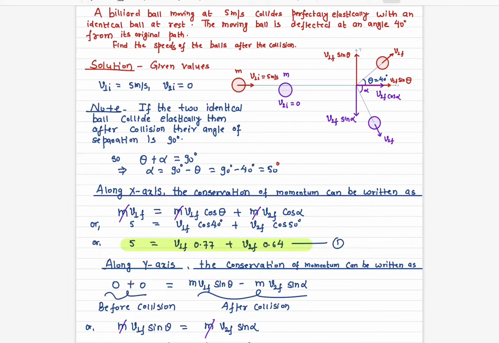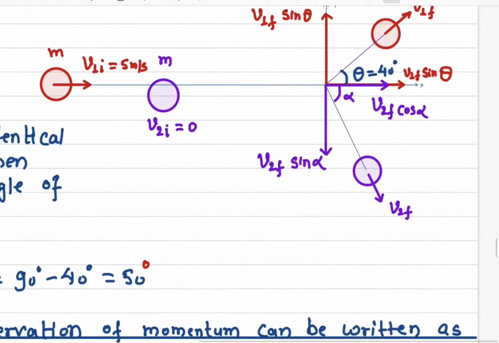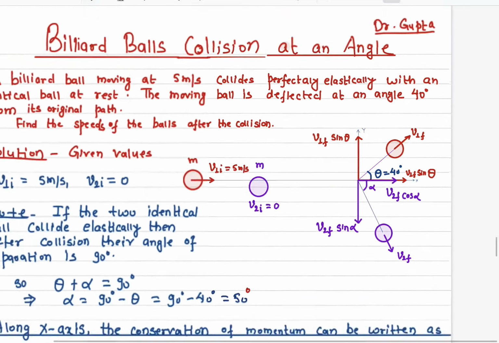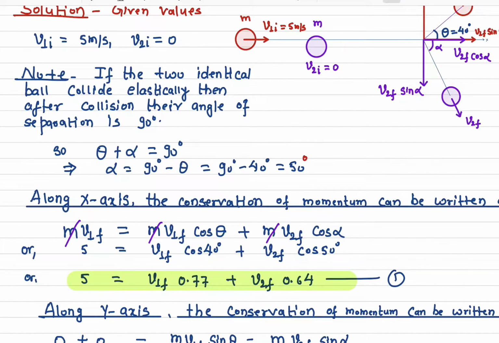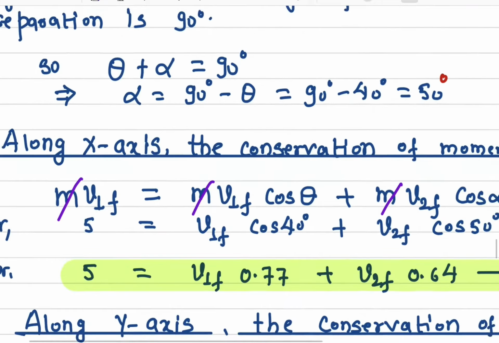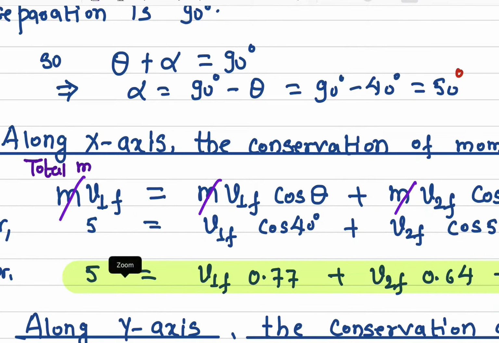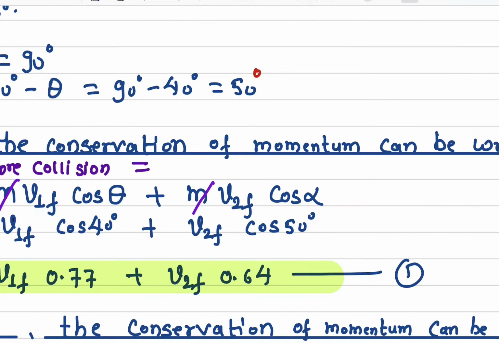And now let's use the conservation of momentum, and we have to write down the conservation of momentum along two axes. First along the x-axis, and then we will write down the conservation of momentum along the y-axis. It doesn't matter what kind of collision this is, the momentum along the x-axis and along the y-axis is always conserved. Okay, so let's start with the x-axis. The total momentum before collision has to be equal to the total momentum after collision.